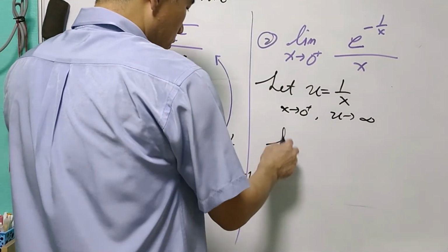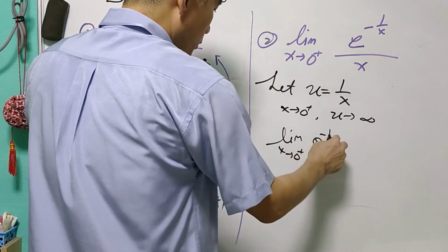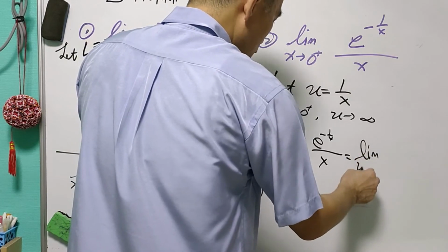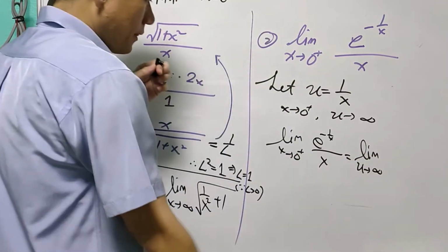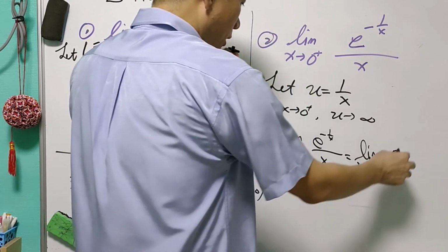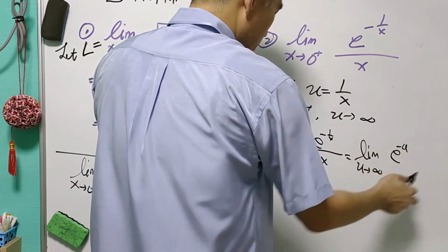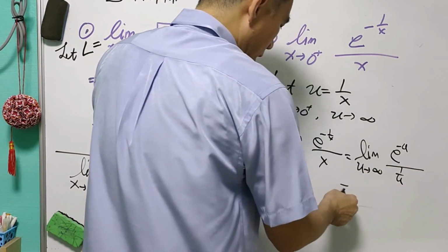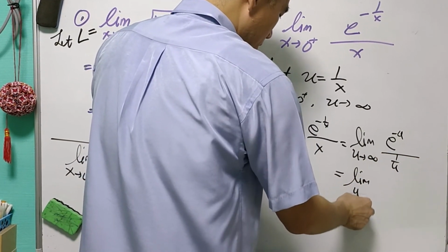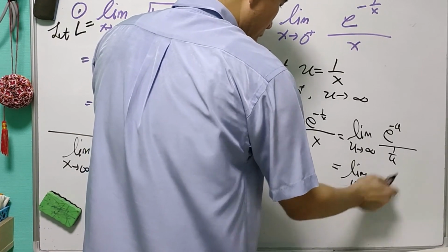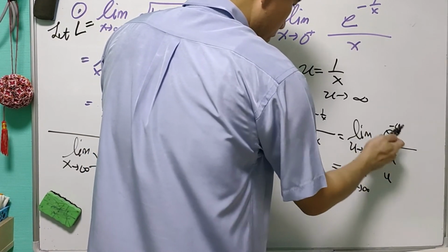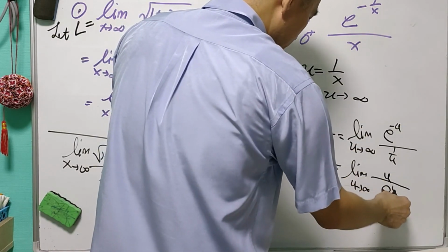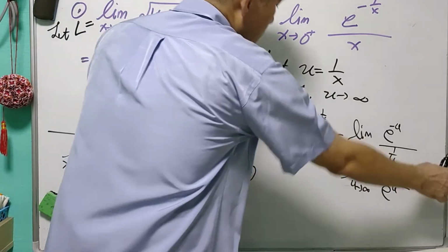So the limit of e to the power of negative 1 over x will be equal to the limit as u goes to infinity of e to the power of negative u, and x will be equal to 1 over u. And this will change the position. 1 over u is actually equal to u in the denominator, and e to the power of negative u is actually 1 over e to the u. Both of them go to infinity in this case.